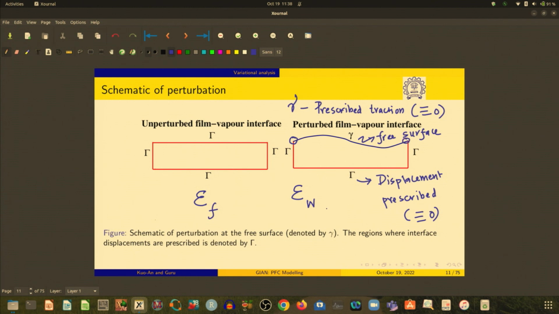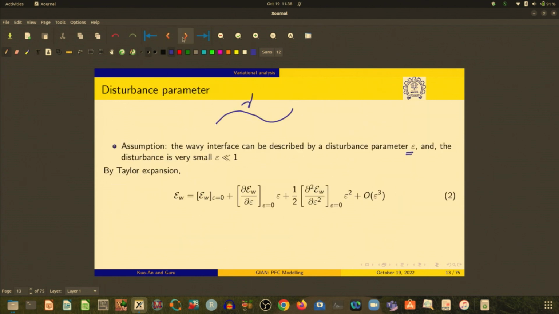there is no variation. All the allowed variations should still meet the prescribed displacement at that point. So, we are thinking of describing the variations in that surface structure using a disturbance parameter epsilon, and I assume that this epsilon is far smaller than 1. Why is this assumption made?